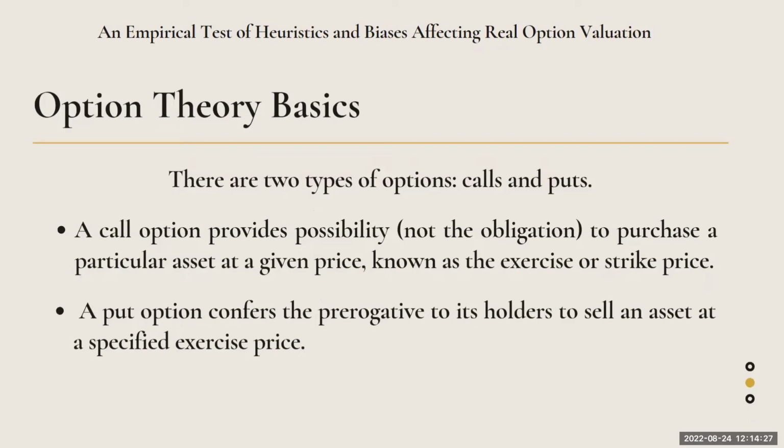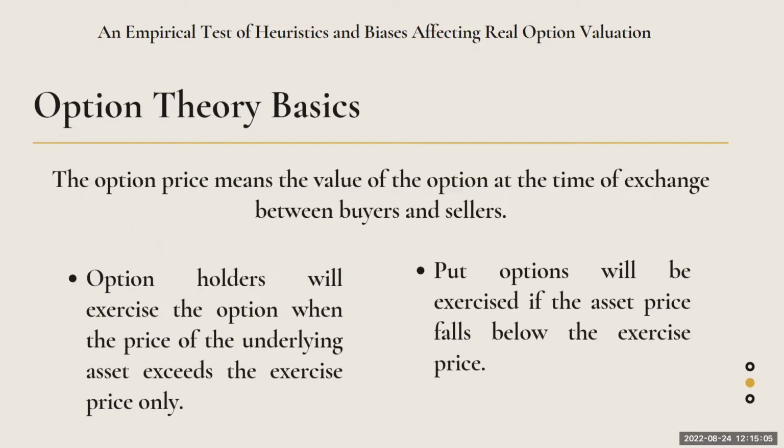Now we jump into the theory they use in this research. The first one is option theory basics. There are two types of options, called calls and puts. A call option provides the possibility, not the obligation, to purchase a particular asset at a given price, known as the exercise or strike price. A put option confers the prerogative to its holders to sell an asset at a specific exercise price. The option price means the value of the option at the time of exchange between buyers and sellers.